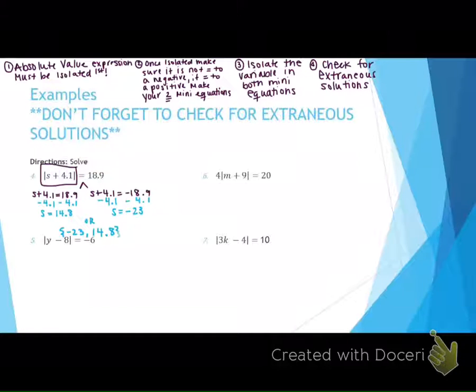But we need to make sure that those actually work. So to make sure they actually work, I'm going to do a check, going all the way back to the original. And it's okay to use your calculator. Jordan, is your hand up?